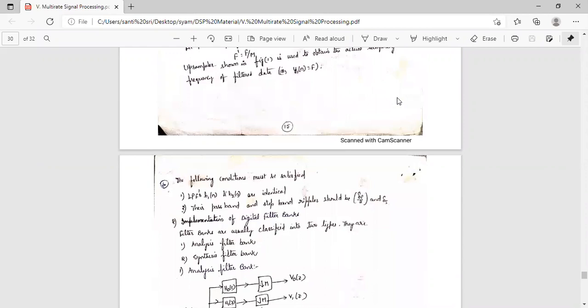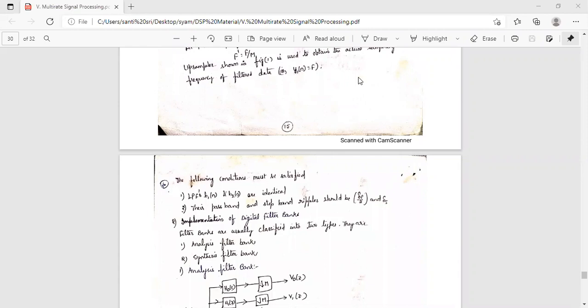Then the following conditions must be satisfied. First, the low pass filters H1(n) and H2(n) are identical. Their pass band and stop band ripples should be delta P and delta S.